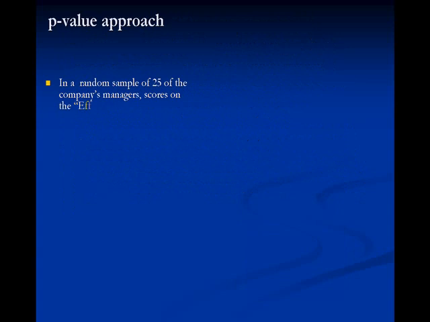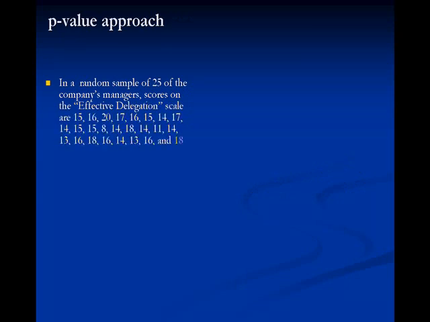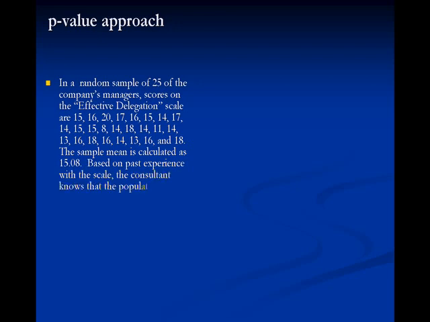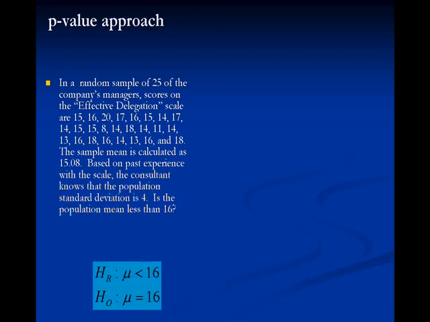So we'll take a look first at this from the vantage point of the p-value. So we have a random sample of 25 managers and the scores for each. And I've already calculated the sample mean. It's 15.08. Let's say that on the basis of past experience, we know the population standard deviation is 4. So we want to know, is the population mean less than 16?